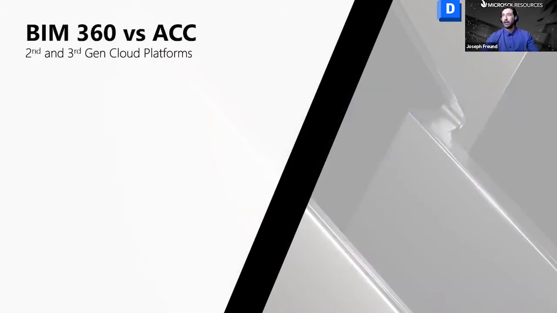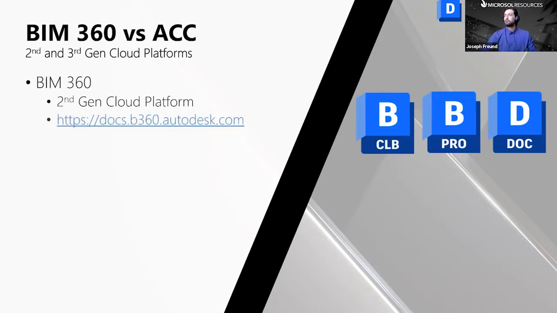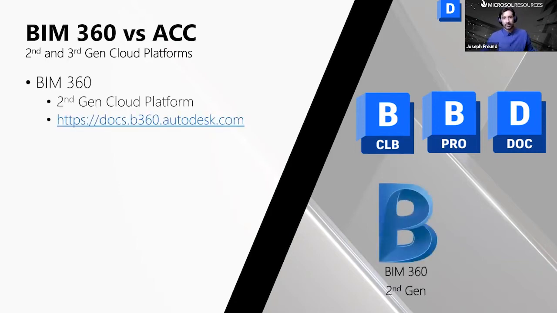All right, and I also want to cover a little bit of the differences between the BIM 360 platform and the ACC, because many times these terms or names will be used interchangeably, and I just want to clarify exactly what the differences are. So we've got our three products that we'll be covering today: BIM Collaborate, Collaborate Pro, and Autodesk Docs. Each of those products can be found in each of the, whether it's BIM 360 or the ACC.